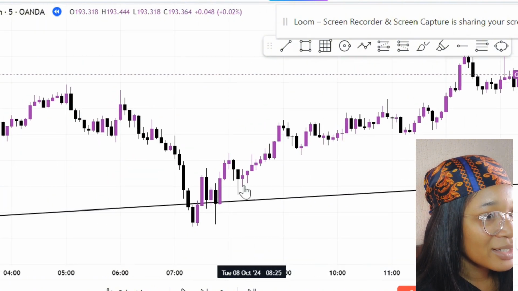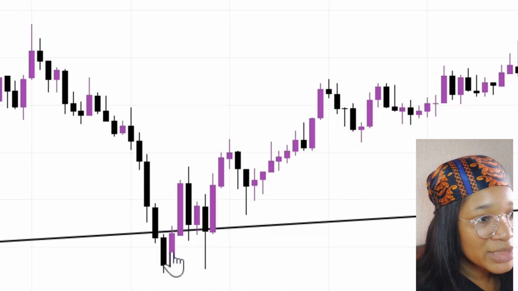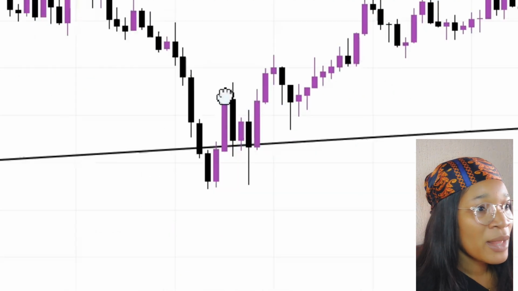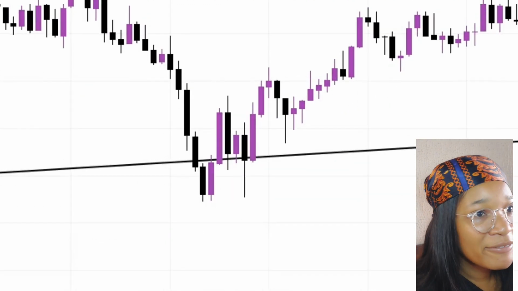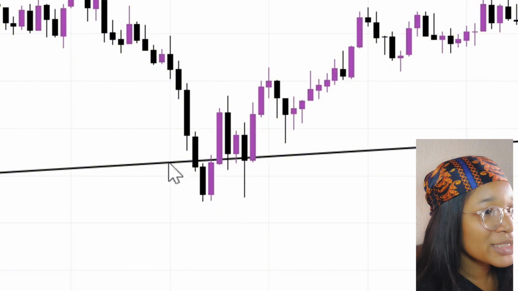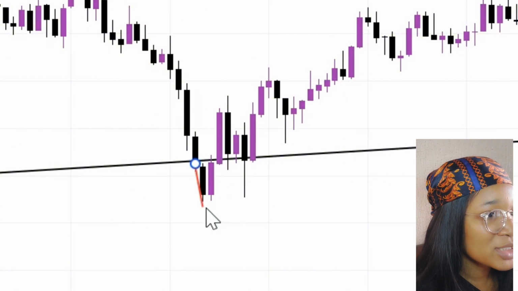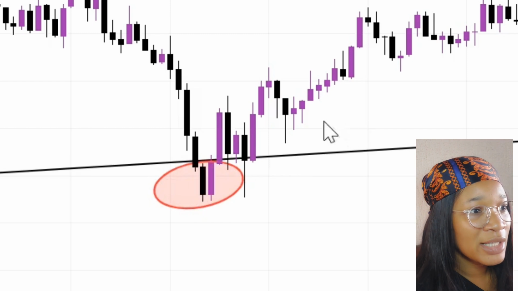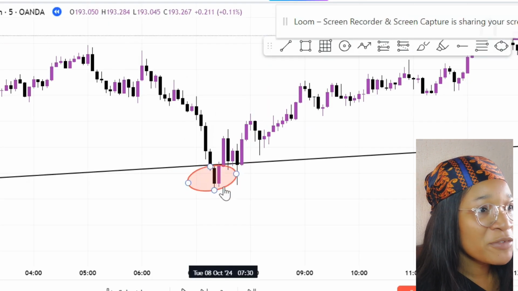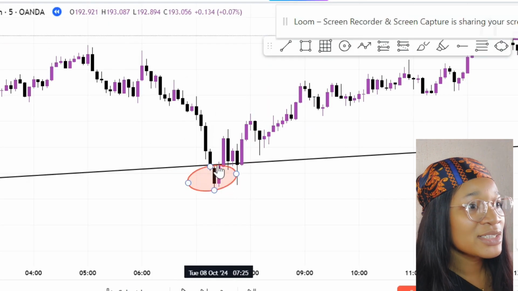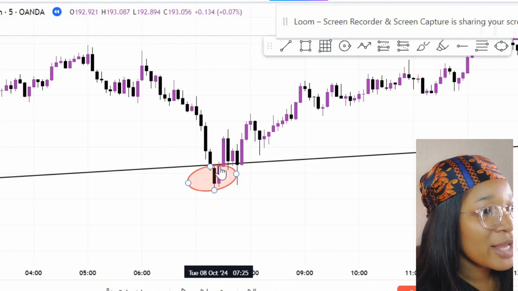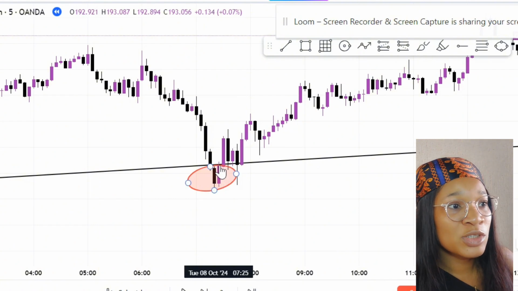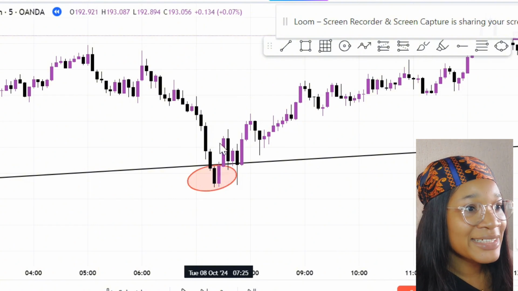right there it gave a bullish engulfing pattern, right? Look at it right here. It gave a neat bullish engulfing pattern just around the support level, right? So even if you were late to this, after this bullish engulfing pattern was fully formed, you can enter here.